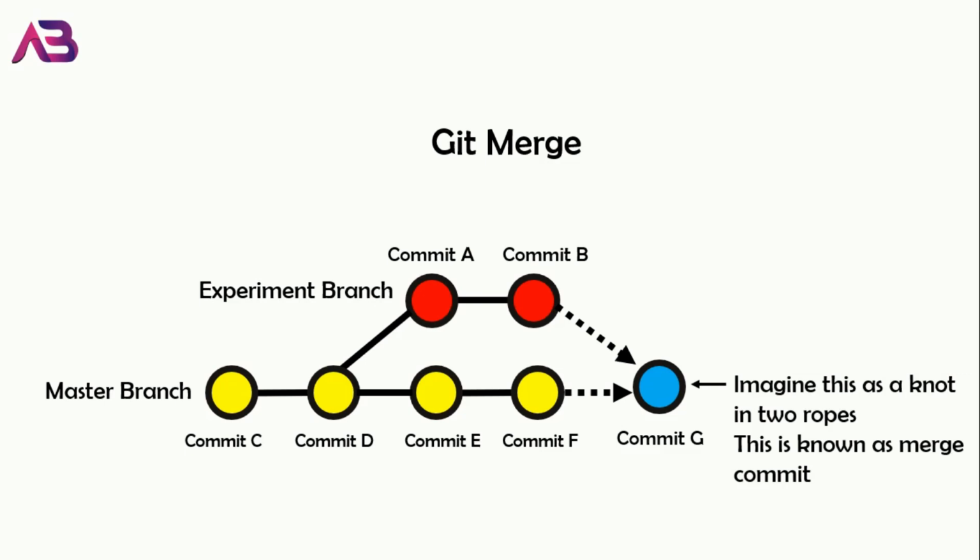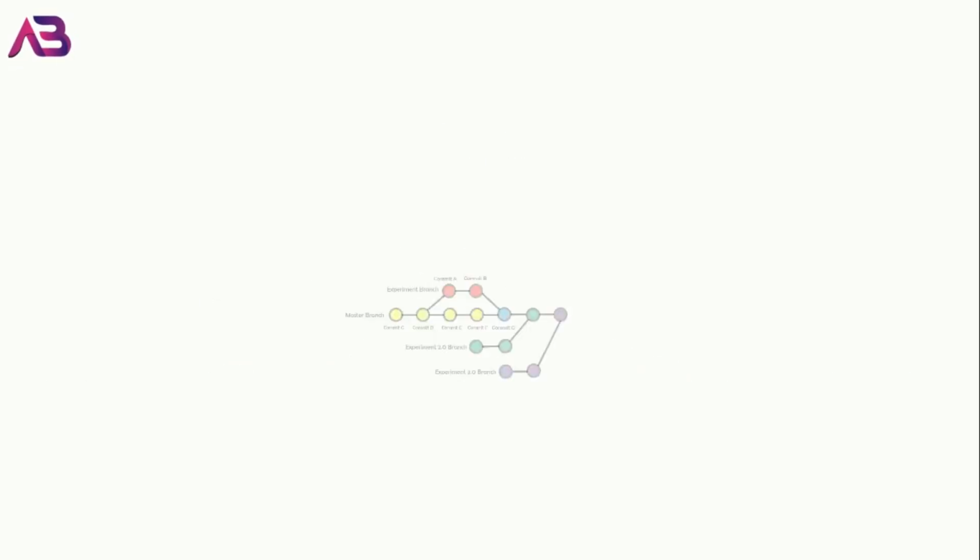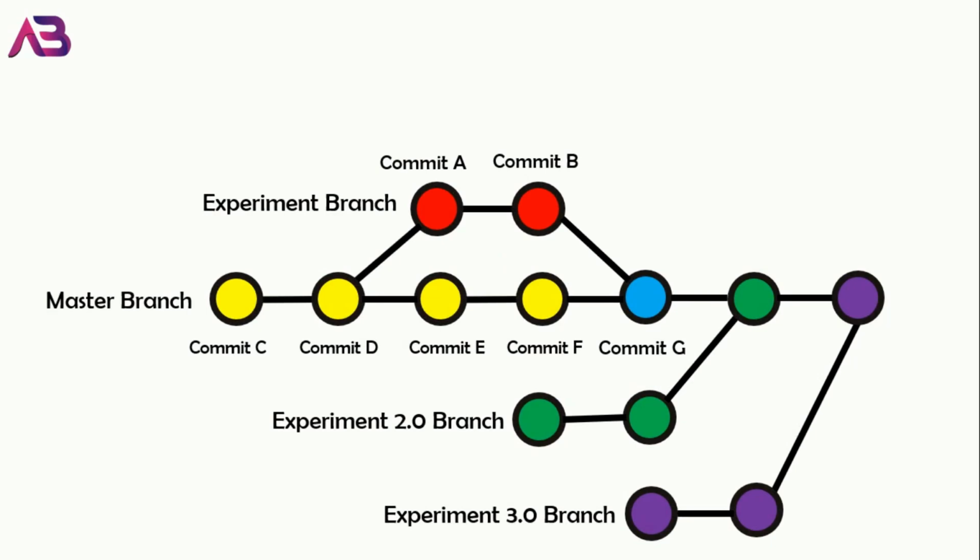Now if you're using Git Merge a lot, you will end up with lots of merge commits. By that, your commit history would look messy and your graph may end up looking like this, making it challenging to trace back any of the commits.